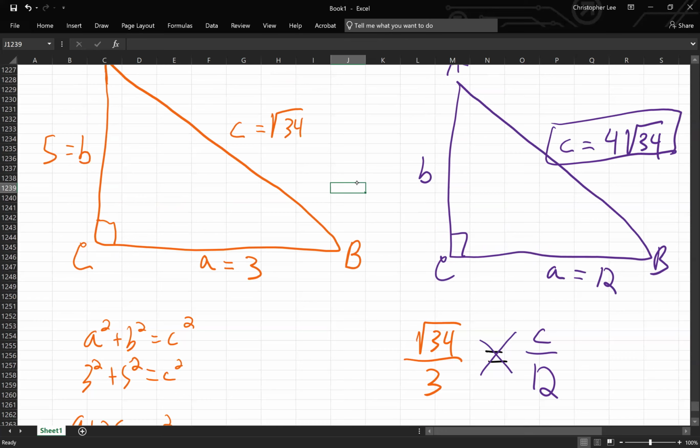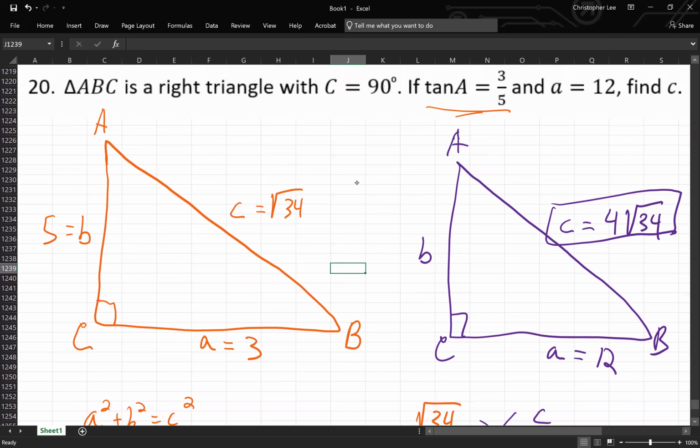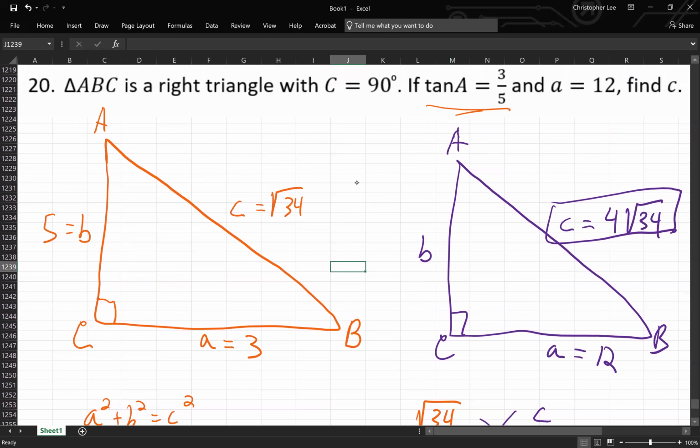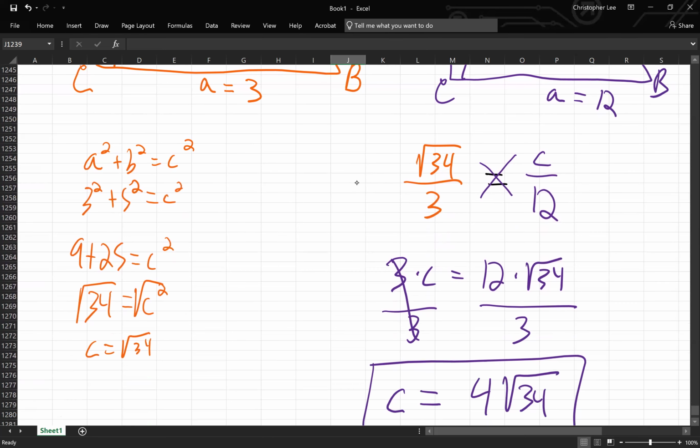All right. Any questions on this? Anybody? Last question on the exam, probably the hardest question on the exam. Go ahead. I have the same answer. Where? The 4 square root 34, you had that? Yes, that's it. That's the answer.